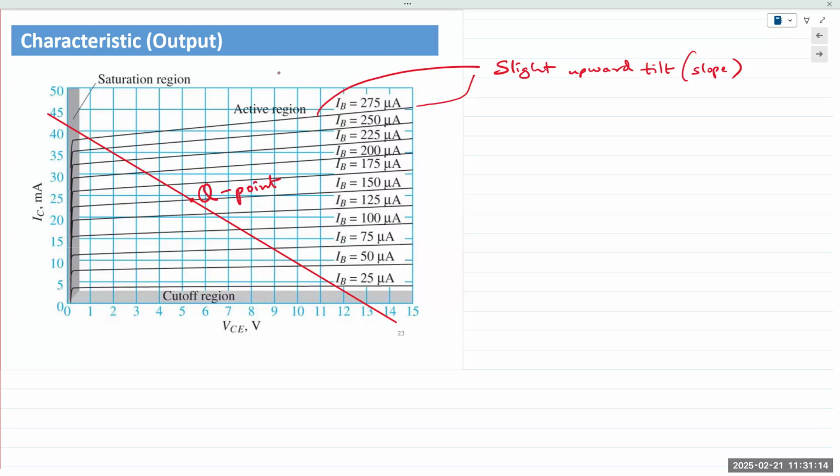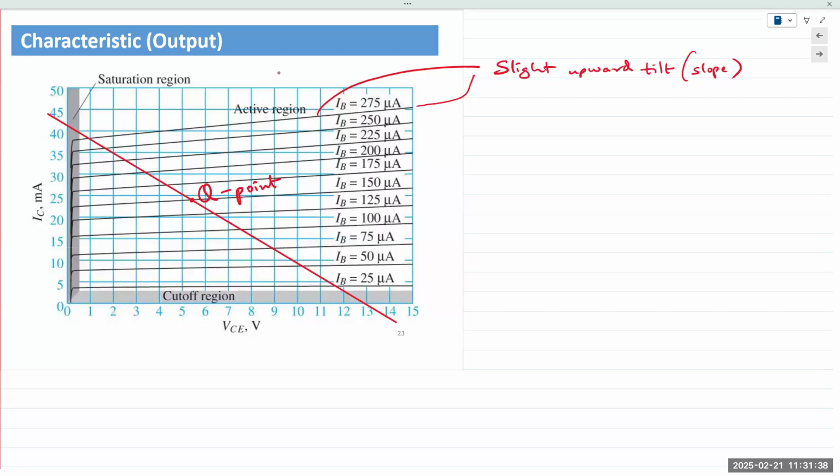If you wish to use the BJT as an amplifier, we want the Q point to be somewhere in the middle of that active region, so that when an input signal arrives, the voltage and the current do not go outside of the active region. Okay, we'll do an example later on.